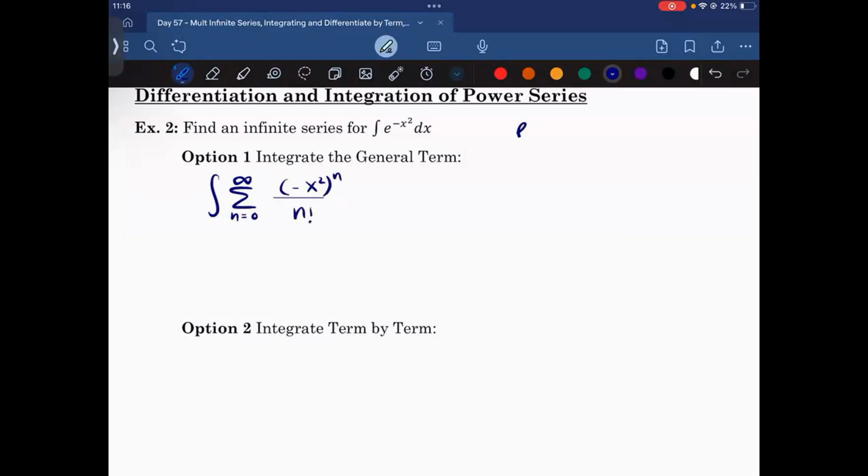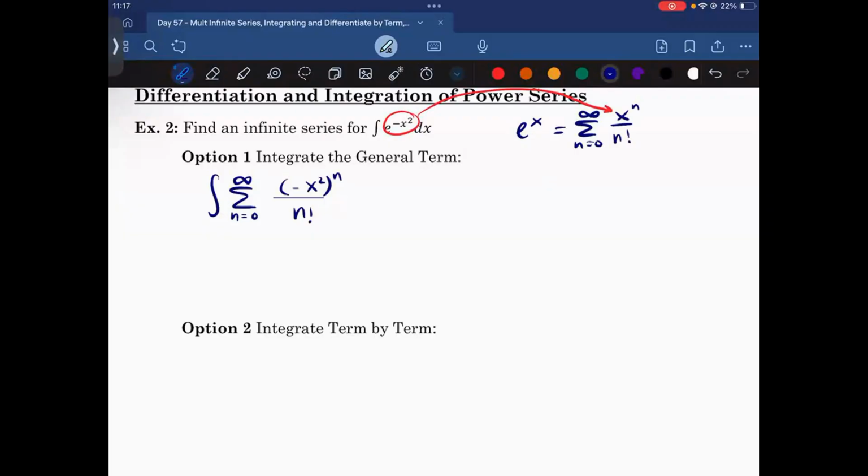And so I use the e to the x Maclaurin series. How do I know it's a Maclaurin series? Because it doesn't tell me it revolves around anything else. So if it revolved around, let's say, a equals 1, then I'd have to do a Taylor series, but it's just the Maclaurin series for this one. And so instead of the x, I put a negative x squared. So that's how I got that.